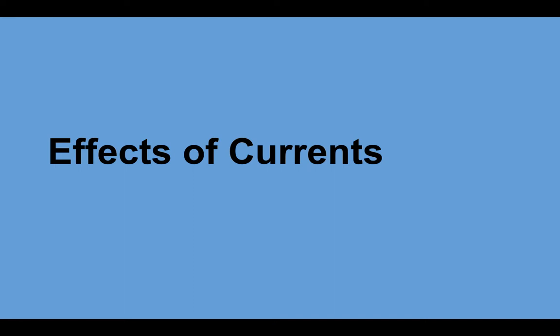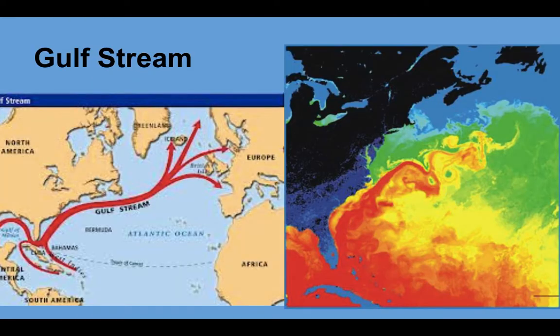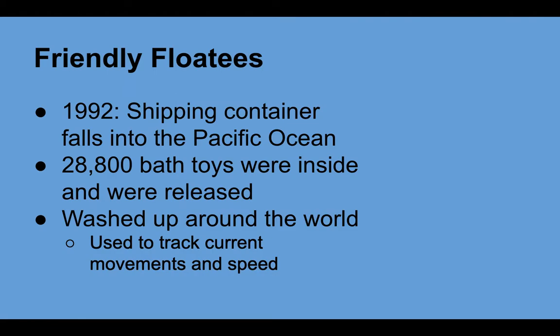Some other effects of the currents are things that we're going to look at. One of these is just an interesting way that they studied the currents. It's called the Friendly Floaties incident, I guess we should call it. Basically, in 1992, a shipping container that was going from China to the United States on a boat fell off into the Pacific Ocean and broke open. And this wouldn't have amounted to anything except that it was filled with nearly 30,000 rubber ducks.